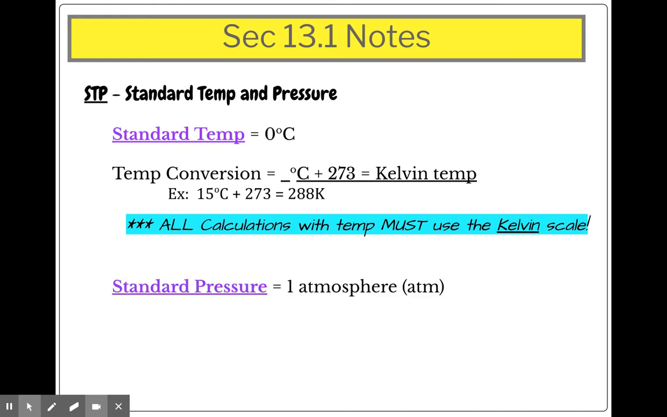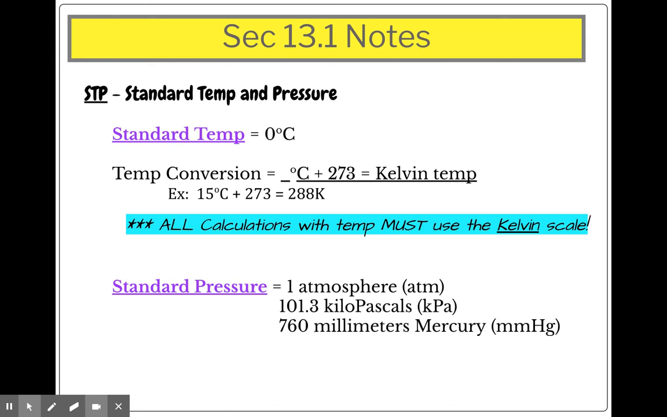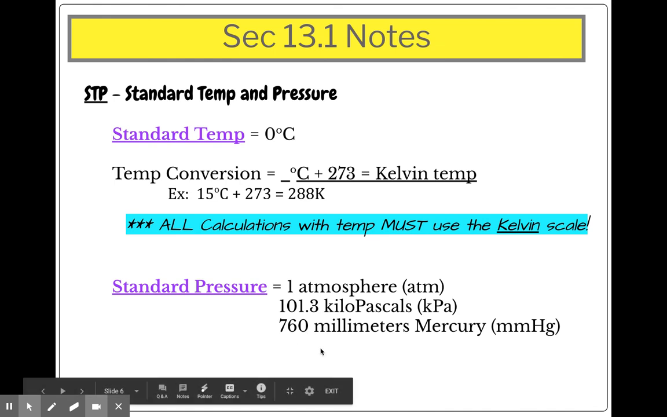And then for standard pressure, there's actually 3 different units that you'll see. These are all equal values to each other. So 1 atmosphere, where ATM is the abbreviation. 101.3 kilopascals, the abbreviation is kPa. And then 760 millimeters of mercury, and the abbreviation is mmHg. So those are the 3 values for standard pressure.